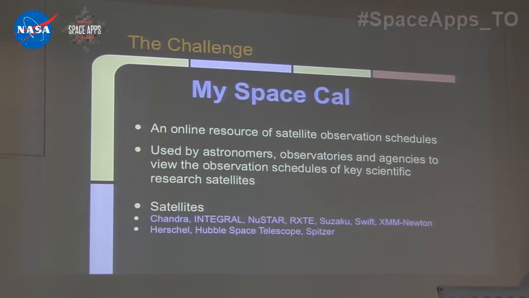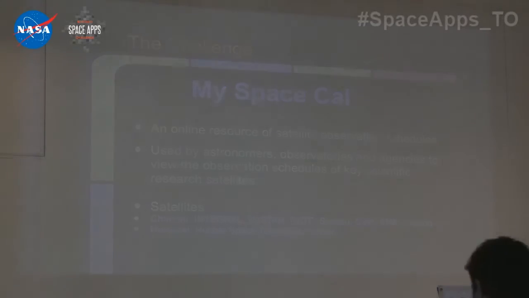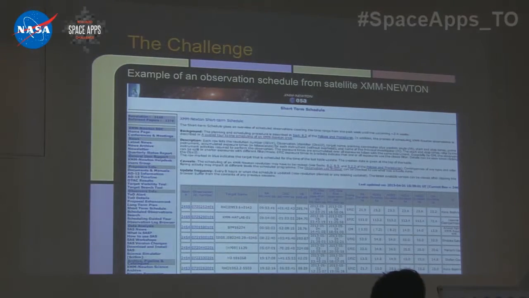Currently, there are a few satellites listed below whose schedules are published on websites. Here's an example of the XMM Newton website and the schedule that they publish. It gives you a little bit of an idea of the data that we're looking at. It gives dates and times and the actual positions in the sky of what they're actually looking at.